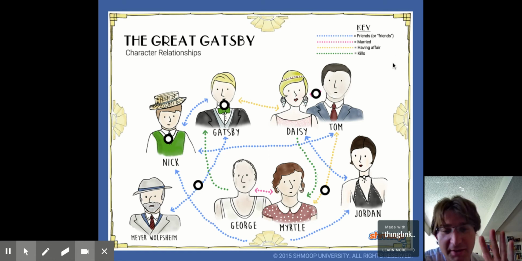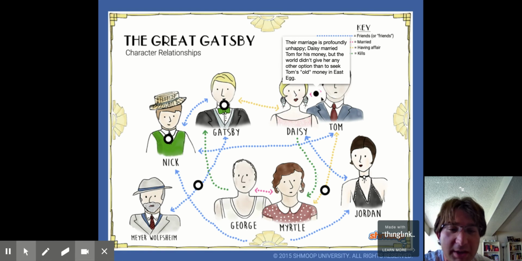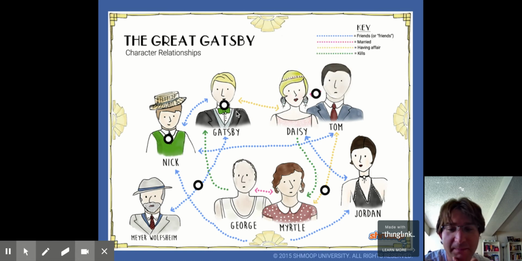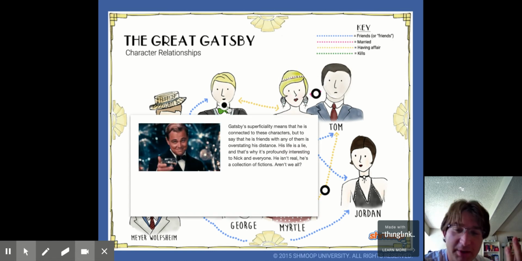But then you want to explain 4 of those connections and connect them to the motivation of those characters. So here, Daisy and Tom, their marriage is really unhappy. Daisy was motivated to marry Tom for money, but because the world didn't give her another option to be independent, she has to connect herself to Tom because she's a woman in the 1920s. And I don't think it's legal for her to be independently wealthy unless her husband died and left her all the money.